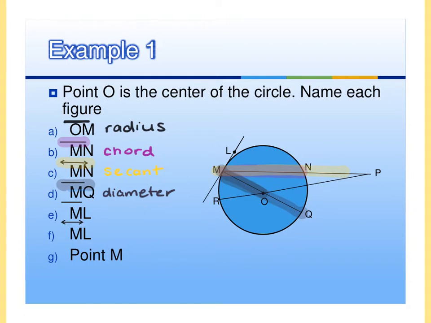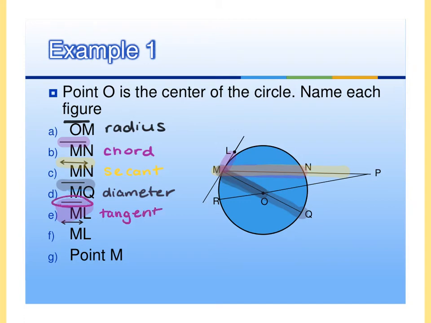Okay, then we're at ML. So segment ML is here, which is outside the circle, but it hits at one point, which makes this what? Tangent.